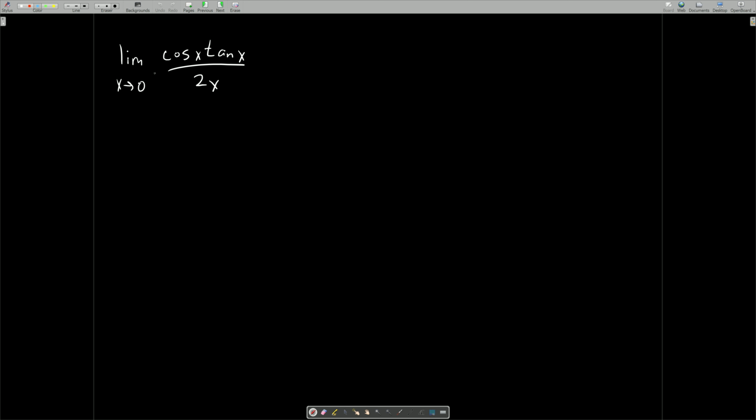Here's another one. Limit as x approaches 0 of cosine x times tangent of x over 2x. This one's actually really easy. So remember that tangent of x is sine x over cosine x. That's all over 2x. Now you have a cosine x on the top and a cosine x on the bottom, so they'll cancel out. You're left with the limit as x approaches 0 of sine x over 2x.